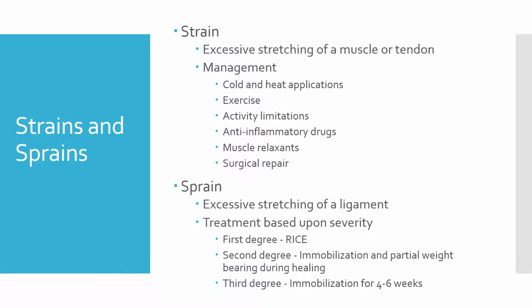Sprain first degree is mild. You treat with rest, ice, compression, elevation. With second degree, it requires immobilization and partial weight bearing during healing. Third degree is immobilization for 4 to 6 weeks. It may require surgery for chronic joint instability.